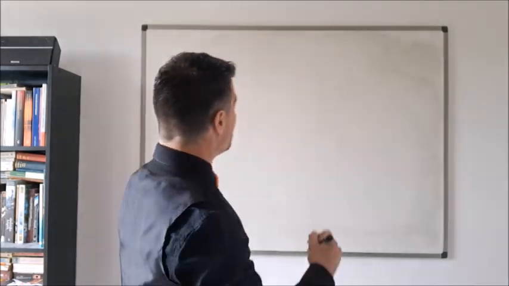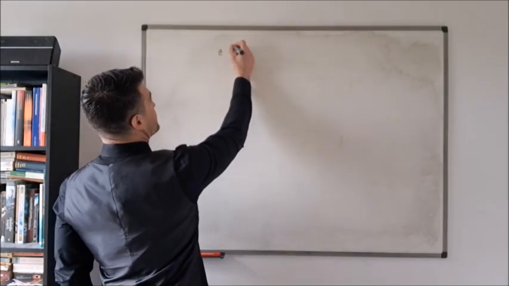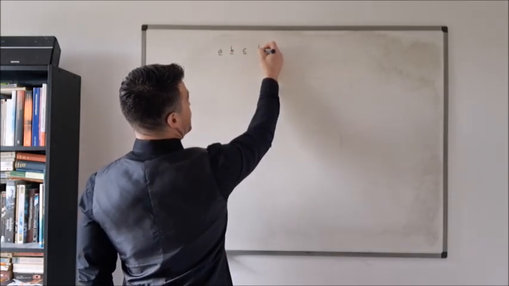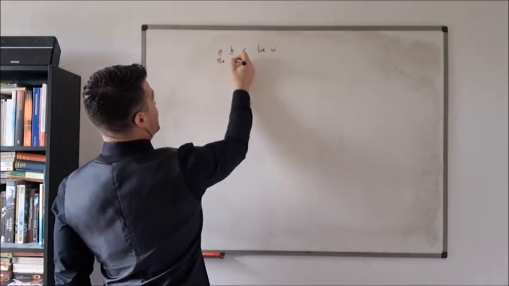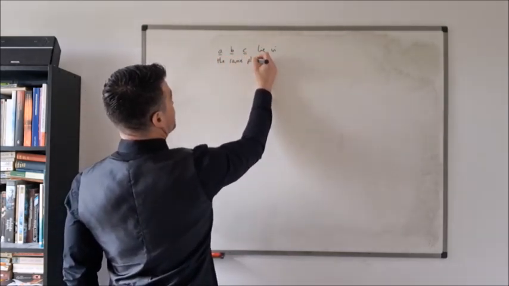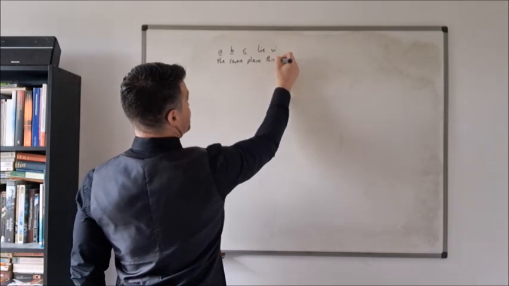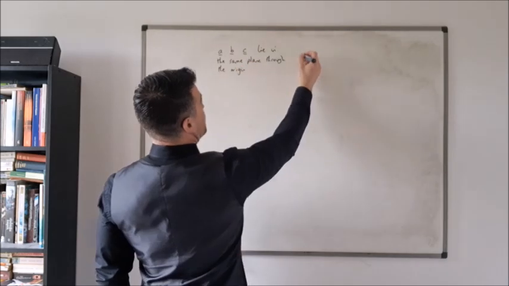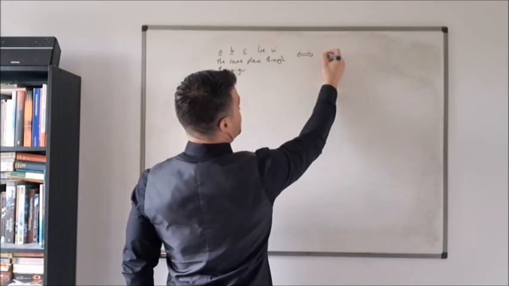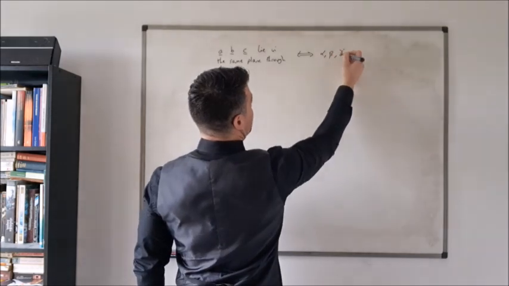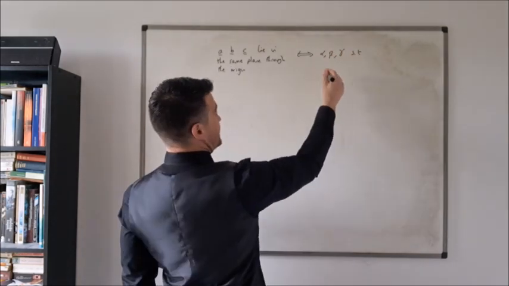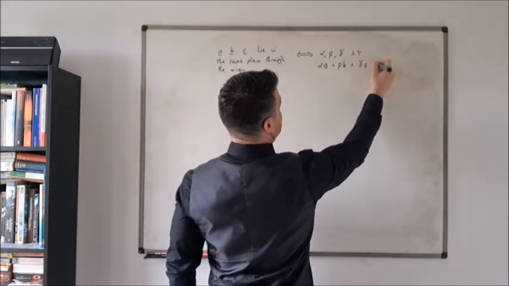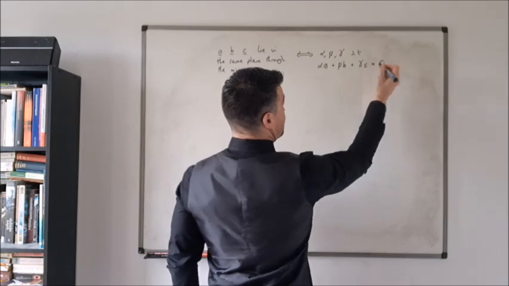So what we have then are the vectors A, B, C, and these lie in the same plane through the origin, and that's going to be important, through the origin, if and only if there are constants alpha, beta, and gamma, not all zero, such that alpha times A plus beta times B plus gamma times C is equal to 0. And just to clarify, that's the 0 vector.